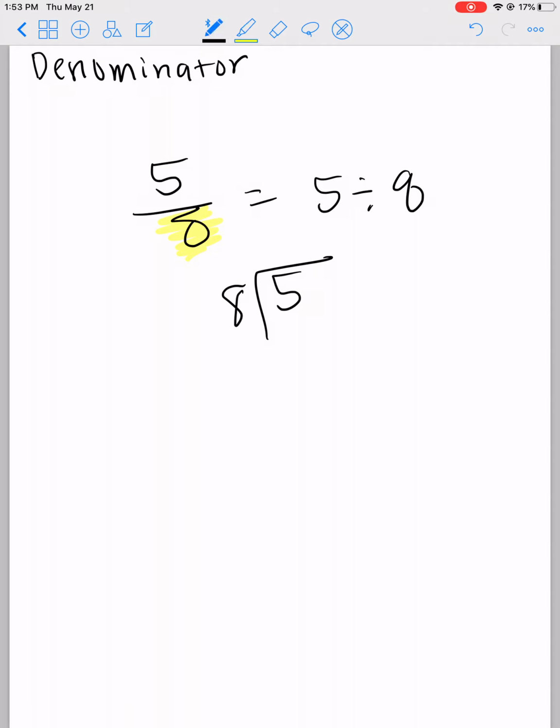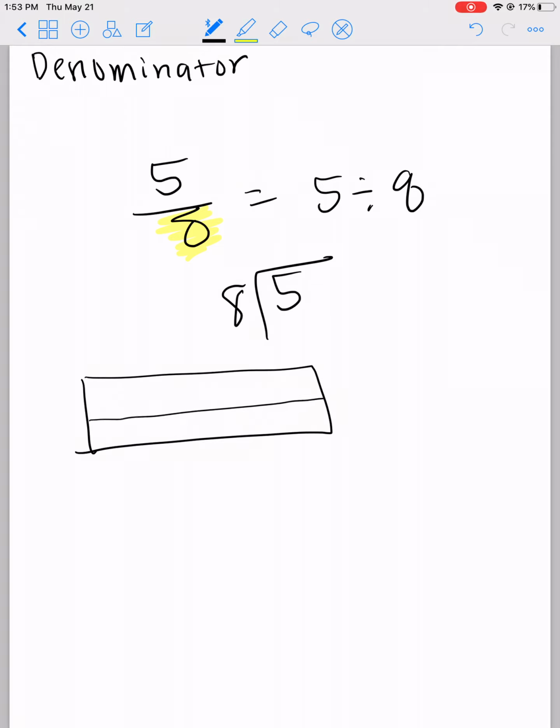And then if I were to show this in a model, I would have to have 8 boxes because that's the denominator. There's 8. And then the numerator is going to be what we shade in. So that would be all of this. Since it's 5, there's 4 there and 1 here. So this also represents 5/8.